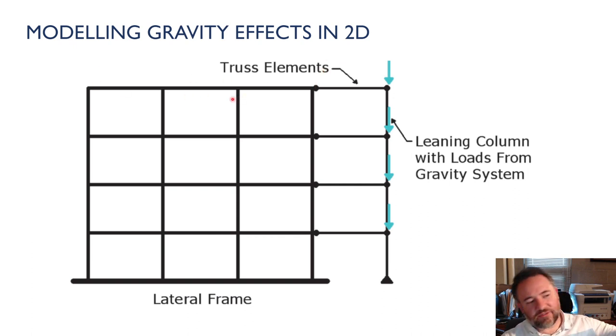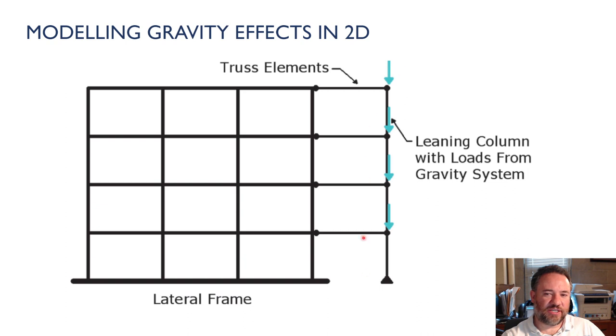But then all of the other load that's sitting on gravity columns, I collect all that load and put it together and put it on a leaning column. And this leaning column could just be made of truss elements. Those truss elements could be pin ended even. And I put all of that load that is not tributary to the main frame on the gravity leaning column.